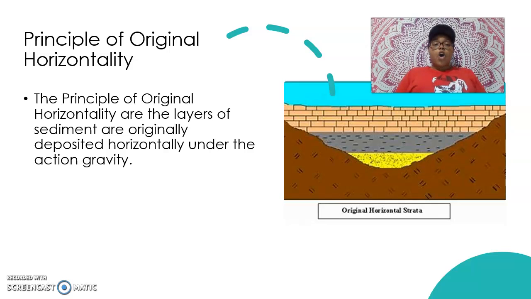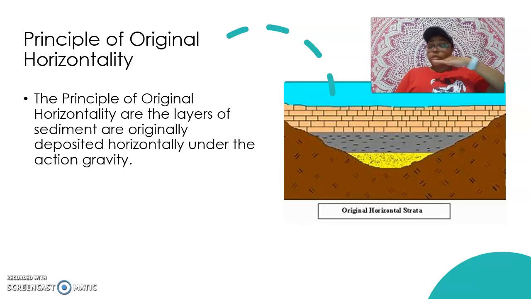Principle of original horizontality. The principle of original horizontality says the layers of sediment are originally deposited horizontally under the force of gravity. For example, in the picture, the brown is gravity. I'm just going to say that for example. And each of the layers are deposited horizontally, going from left to right or from right to left. Either way, it's deposited horizontally.